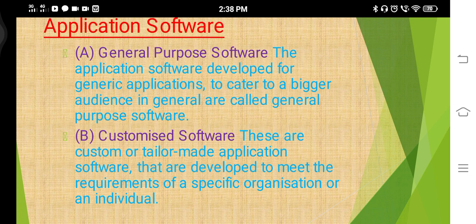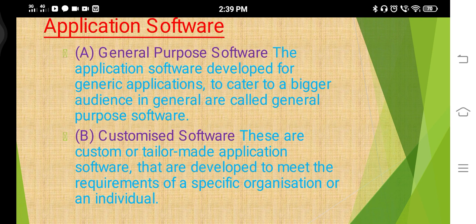And another one is customized software. These are custom or tailor-made application software that are developed to meet the requirements of a specific organization or an individual. They are better suited to the needs of an individual or an organization, considering that they are designed as per special requirements. For example, user-defined software includes websites, school management software, accounting software. Everything is customized software. Suppose in our school, to maintain the records of each and every child, we require a software. For that purpose, application software, that is custom software, is used.